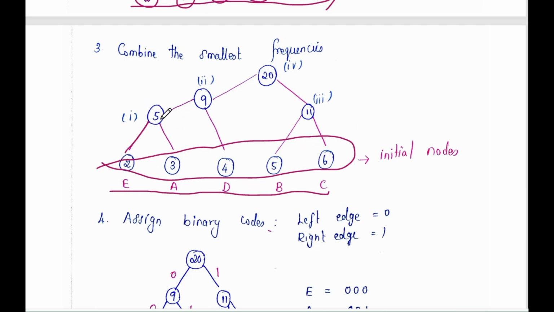Okay, so this 5 and this 4 combine. This is the second step. So make it one new node. What is the total frequency value? 5 plus 4, that is 9.